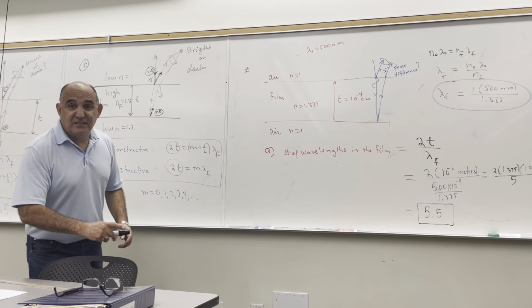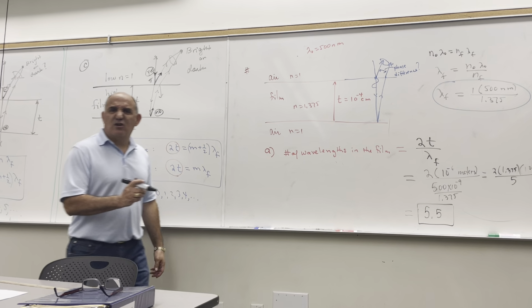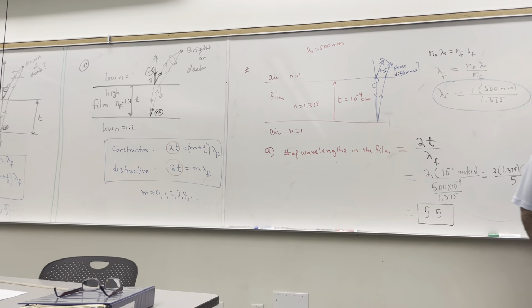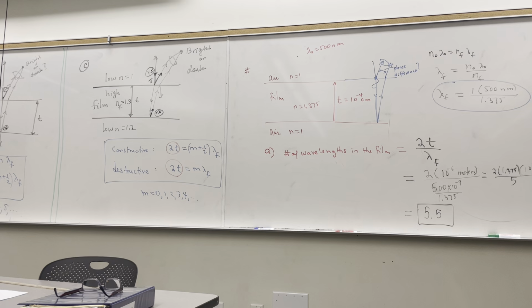So what would you like to test first? Should I test the dark? Let me test the dark one. So if dark, then 2t equals m lambda in the film, right? So m would have to be 2t divided by the wavelength of the light in the film. That's 2, and the thickness is 10 to the minus 4 centimeters, so 10 to the minus 6 meters. And lambda is, well, I never calculated it, I guess 500 nanometers times 10 to the minus 9 divided by 1.375 meters.